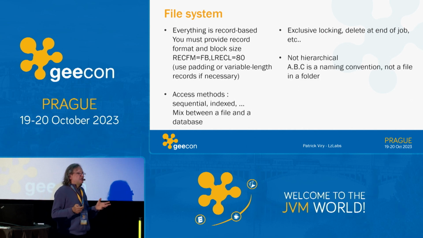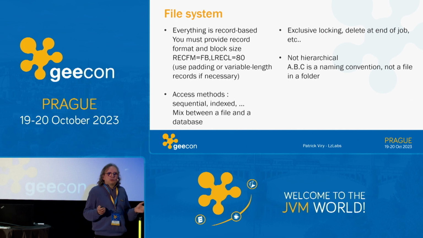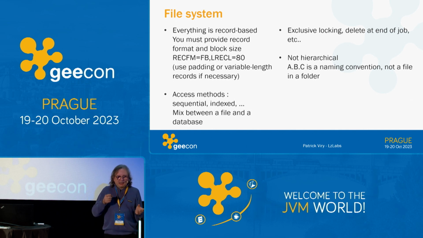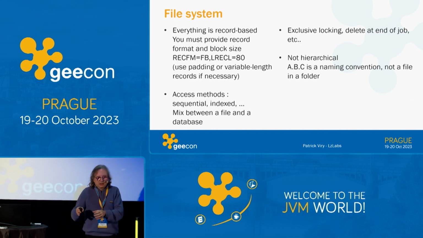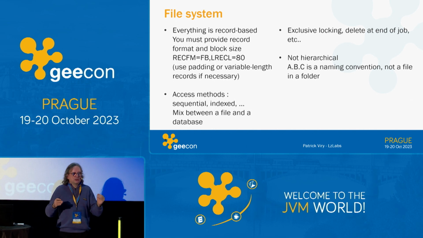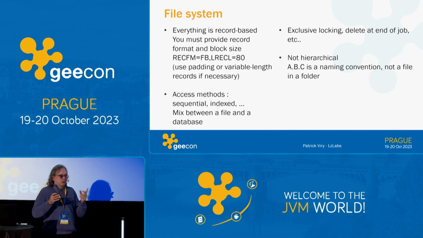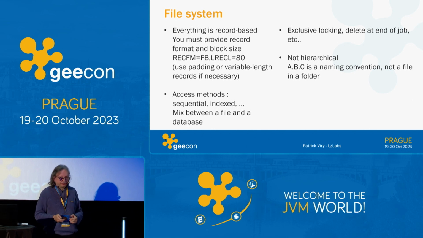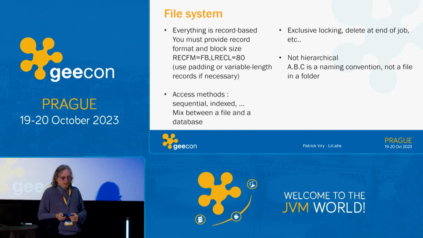The file system is not hierarchical. When you see a file name like a.b.c, it does not mean that there's a directory named A, which contains a directory named B, which contains a file named C. No, this is just a naming convention. It's one file called a.b.c, with, of course, limitations in the length of the name.